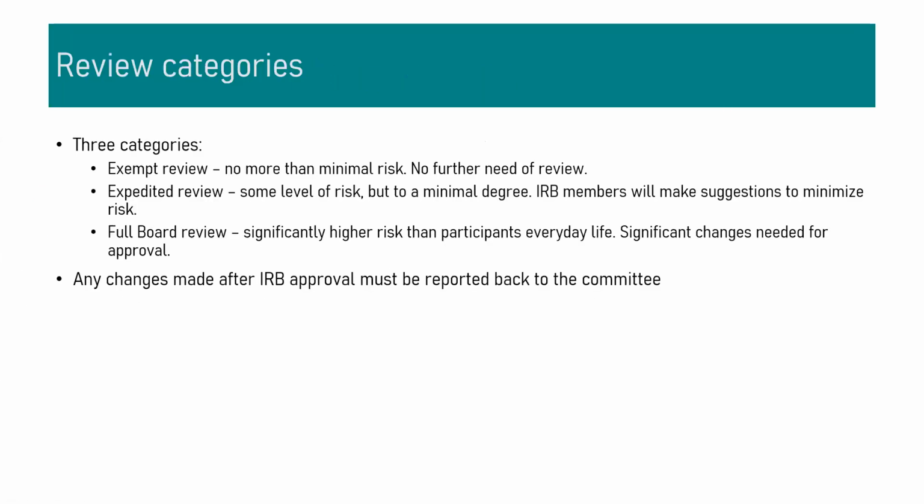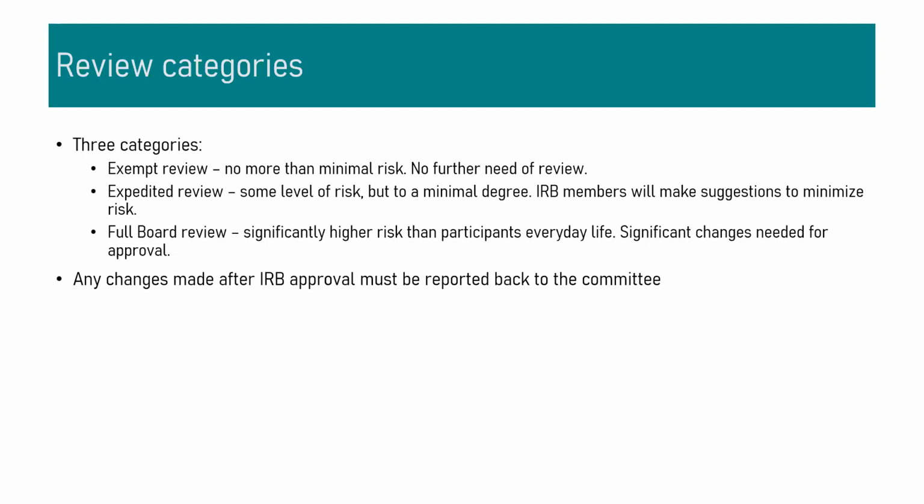Okay, and so finally, the last thing we're going to talk about are the 3 review categories that an IRB can put your research into. Once an IRB has reviewed the contents of your research study, they're going to process your experiment under 3 categories. That's exempt review, expedited review, or a full board review.